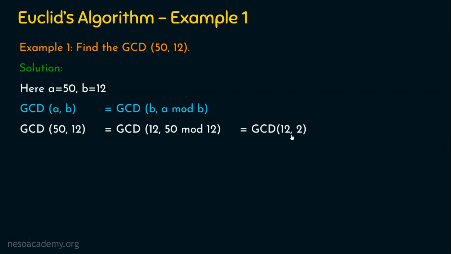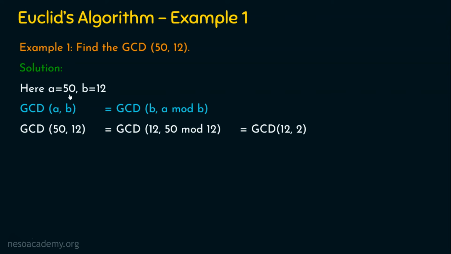Is this algorithm going to stop? No, this algorithm is going to stop whenever B becomes 0, right? Is the parameter B 0? No. Since the parameter is not 0, what are we going to do? We are going to recursively run this algorithm. So this is GCD of A, B now.